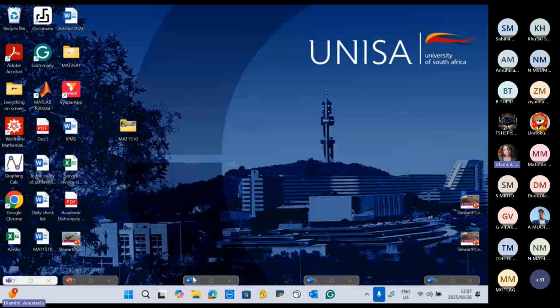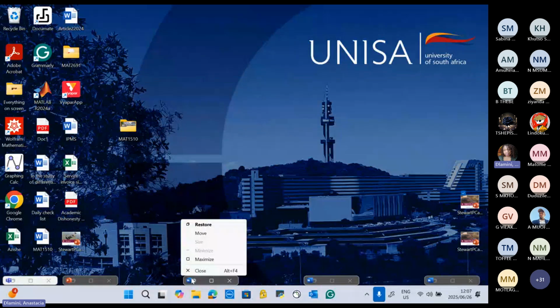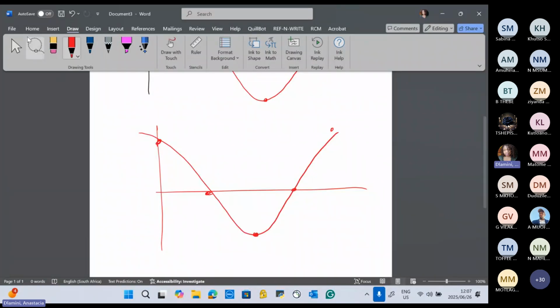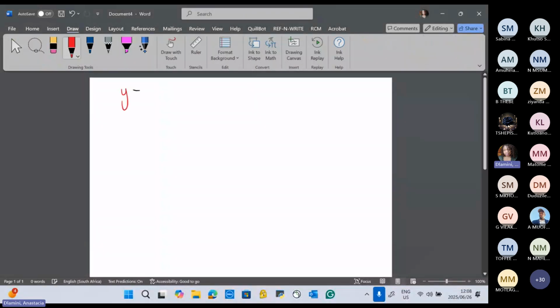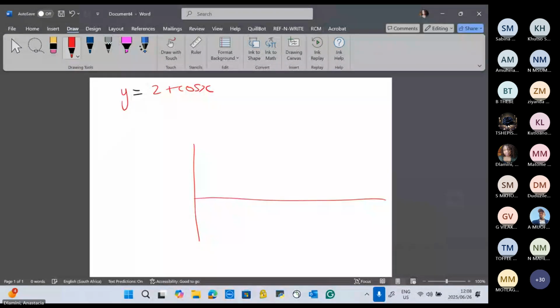So normally we know that this thing is irritating. I'm sorry, can someone not talk for now? So this is y equals 2 plus cos of x. So let me just explain it very quickly from my side. So this will be, how do I remove this thing? I don't know why now there's a new feature of having this small thing like this.